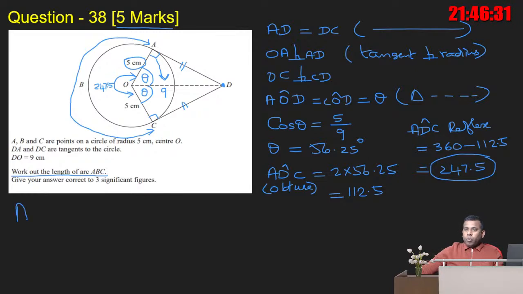So what is the answer for the arc length? Arc length equals, there's a formula you need to remember, theta over 360 times 2 pi r.